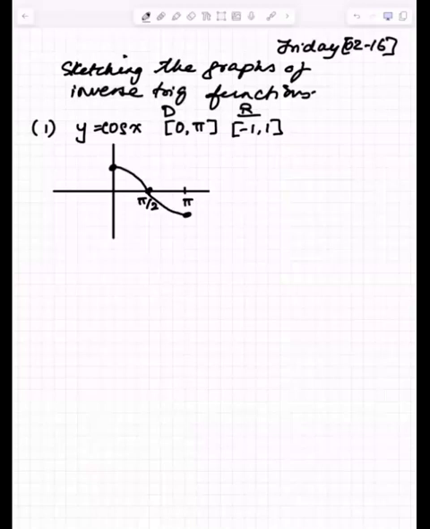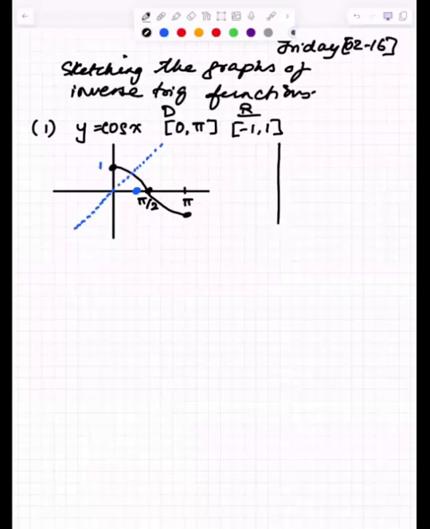Okay, so let's use this to sketch the inverse. The inverse will be a reflection over the line y is equal to x. And the best way to sketch it, 0, comma 1 will become 1, comma 0. Pi over 2, comma 0 will become, let's actually sketch it on a separate one. So let's do it this way.